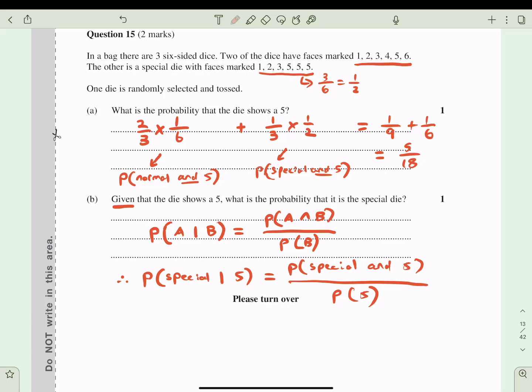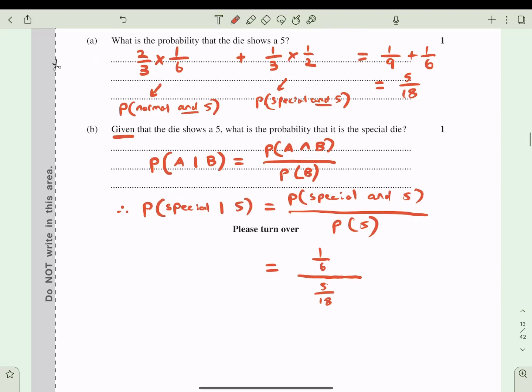So we can just sub those values in. 1 on 6 over 5 on 18. If we do that, that's going to equal 3 on 5. So that's my answer.